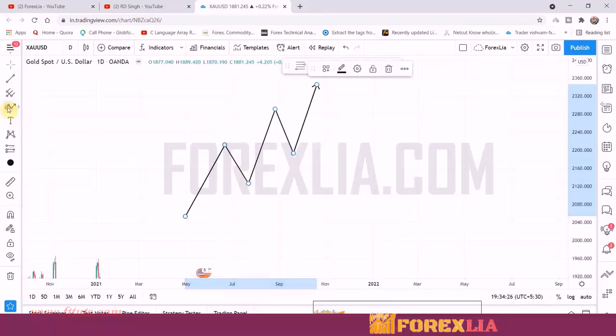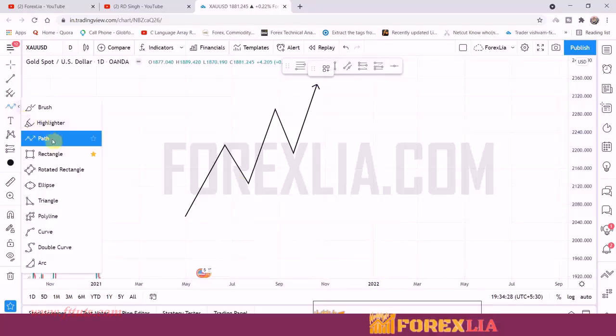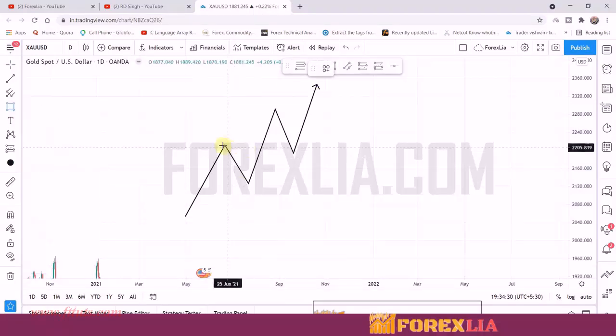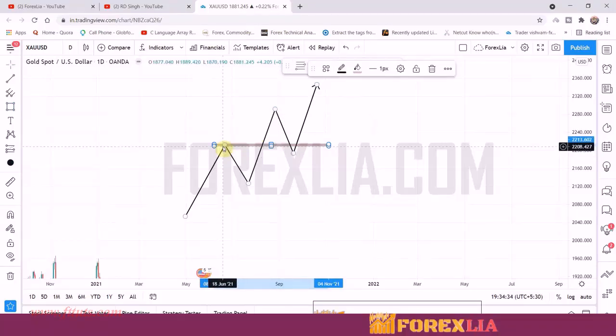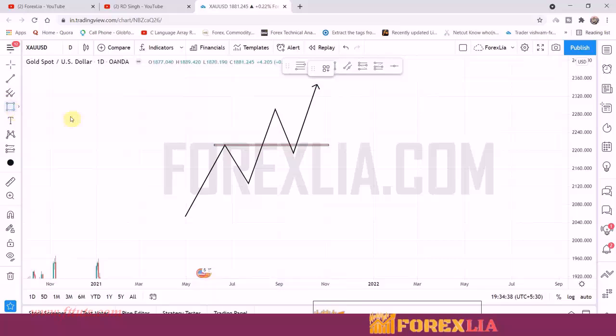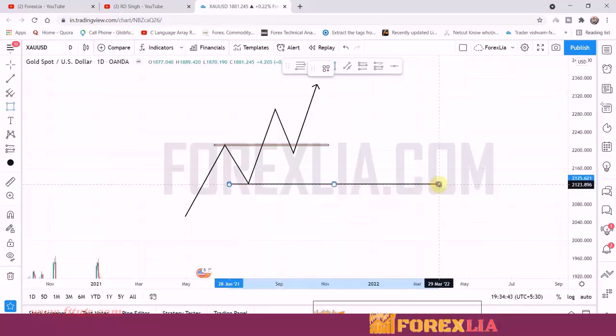So what are our support and resistance points here? So these are our support and resistance points. This which has become our high point, it will be called our resistance point. And this which it has made down here, where the market has stopped, is called our support point.